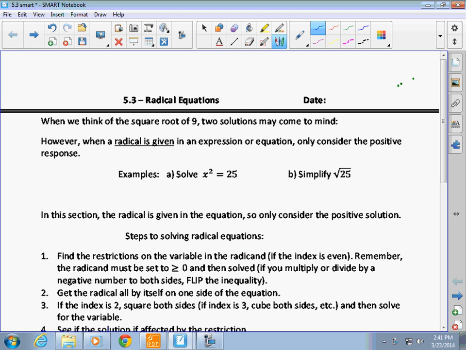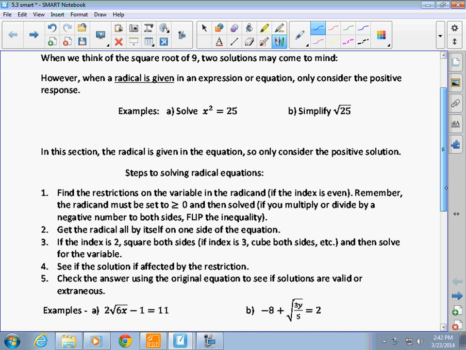Section 5.3 is radical equations. So it's taking what we learned in the last two sections with adding and subtracting and multiplying and dividing, and then solving equations. So there's a little bit of the same stuff that we're going to do, plus a couple of extra steps, not really different, just extra steps being added on to what we need to do here.